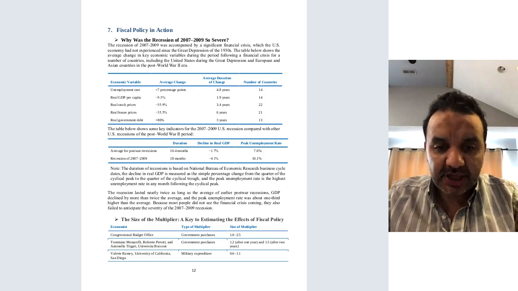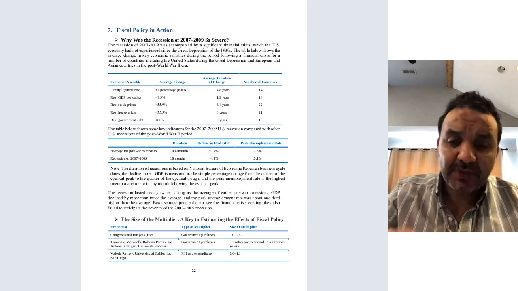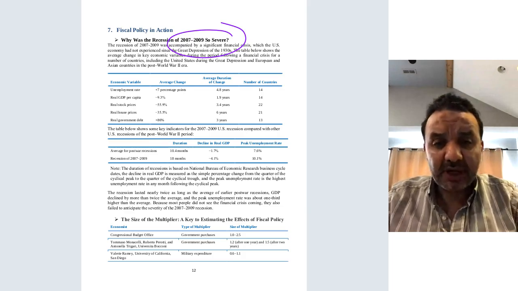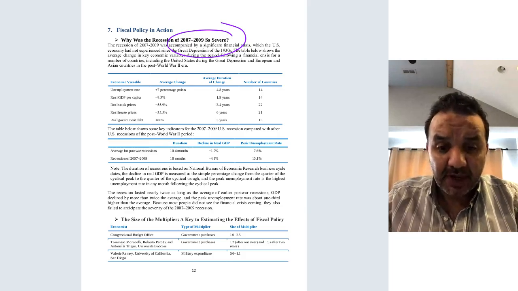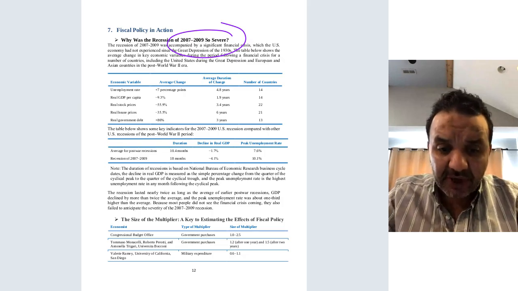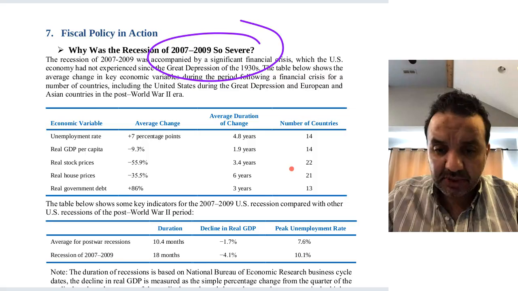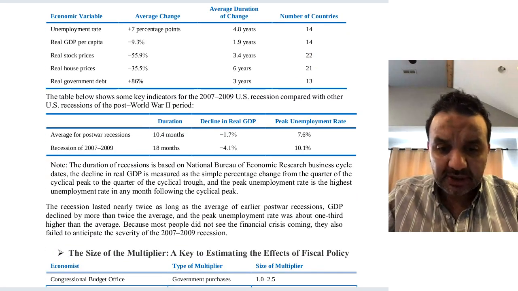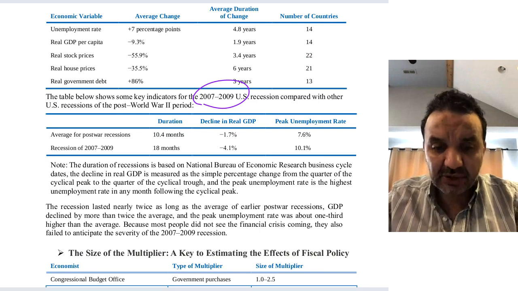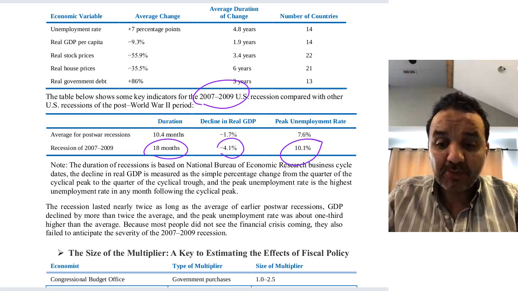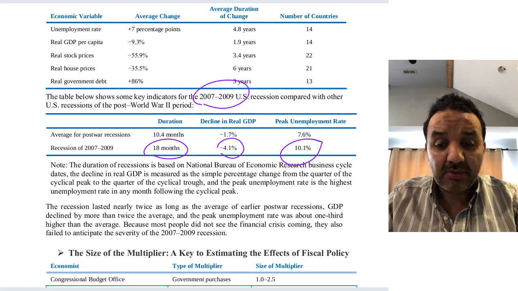Here is a quick slide about fiscal policy in action, because one of the best examples of the expansion of fiscal policy is what happened in 2007 to 2009, like the Obama stimulus package. These are some numbers from 2008, 2009. Let me show you this. From 2007 to 2009, the recession was for 8 months. The decline in GDP was 4.1%. The unemployment was 10.1%.